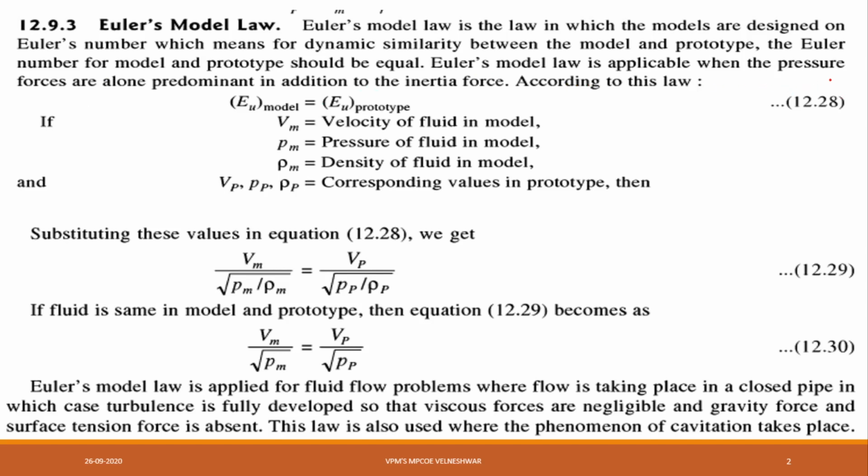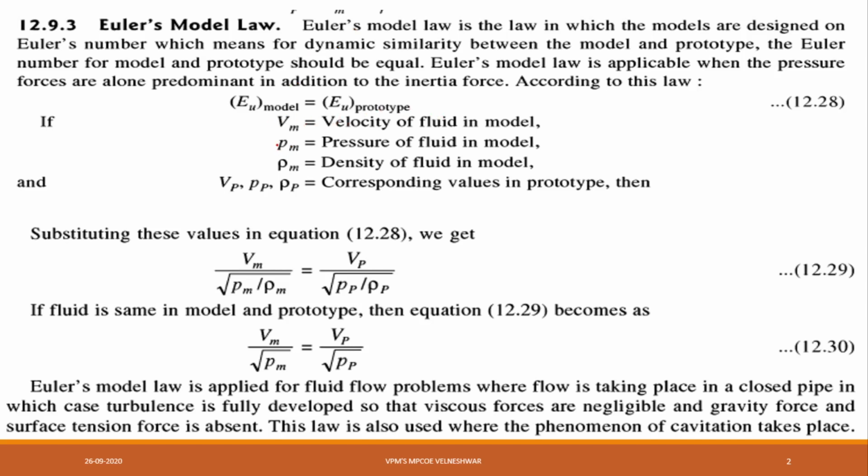Euler's model is applicable when pressure forces alone are predominant in addition to the inertia force. Means when the pressure force is greater, then we can prefer Euler's model law. According to this model law, the pressure and force are the same, but some properties will be changed. Here we have to equate both values. Now Eu model is equal to Eu prototype. Here Eu is nothing but Euler's number.